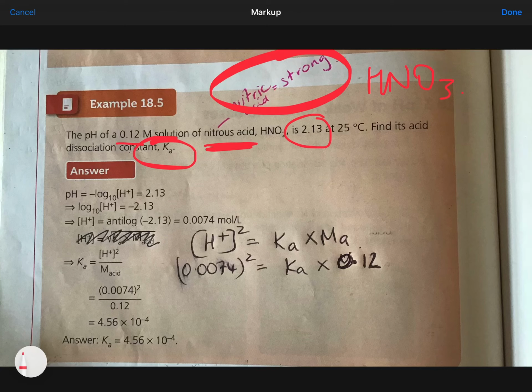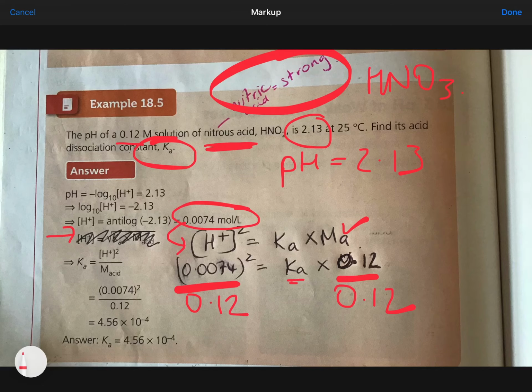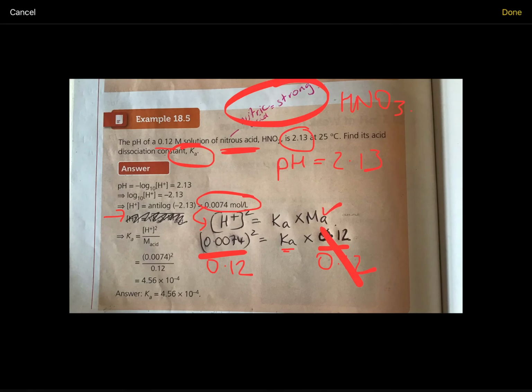Okay? Now, the very fact that I'm being told the pH, try to get into your heads: if I'm given the pH, first step, straight away, I use my pH formula to calculate the hydrogen ion concentration. So it's anti-log of minus the pH to get the hydrogen ion concentration. Now that I have the hydrogen ion concentration, I can fill it into this formula that we would always have written: hydrogen ion concentration squared equals Ka times Ma. So you write that and then you fill in your hydrogen ion concentration. You know the molarity is 0.12, but you don't know the Ka. And then you manipulate, divide both sides by 0.12 to get the Ka value on its own. Is that okay?